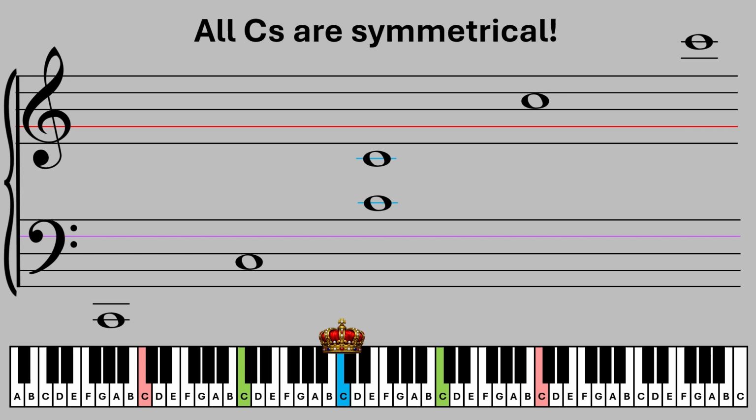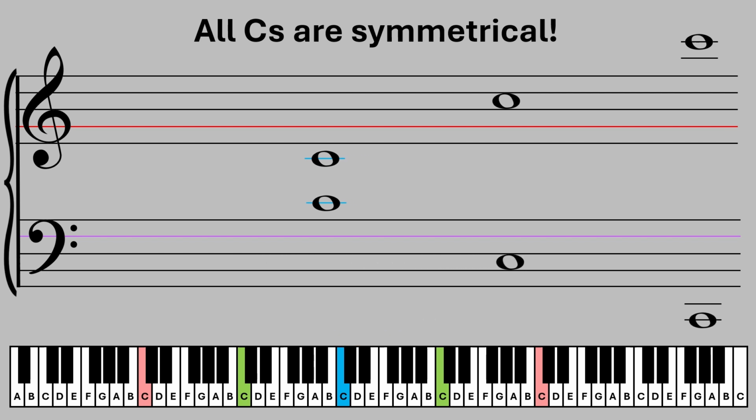You can view my full video on symmetry and music by visiting my YouTube channel. Let's have a look at the symmetrical notes of C. Let's add the mirror so you can see the symmetry more clearly.